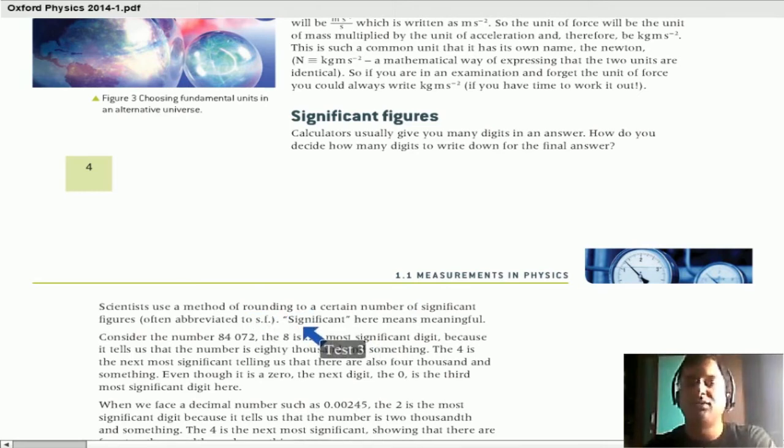So then you also have to round it off. Significant here means meaningful, so meaningful digits. Consider 84.072. It has 1, 2, 3, 4, 5 significant digits. Why? Because 8 here is the most significant. Then we have 4, then 0, then 7, then 2. So overall we have 5 significant digits here.